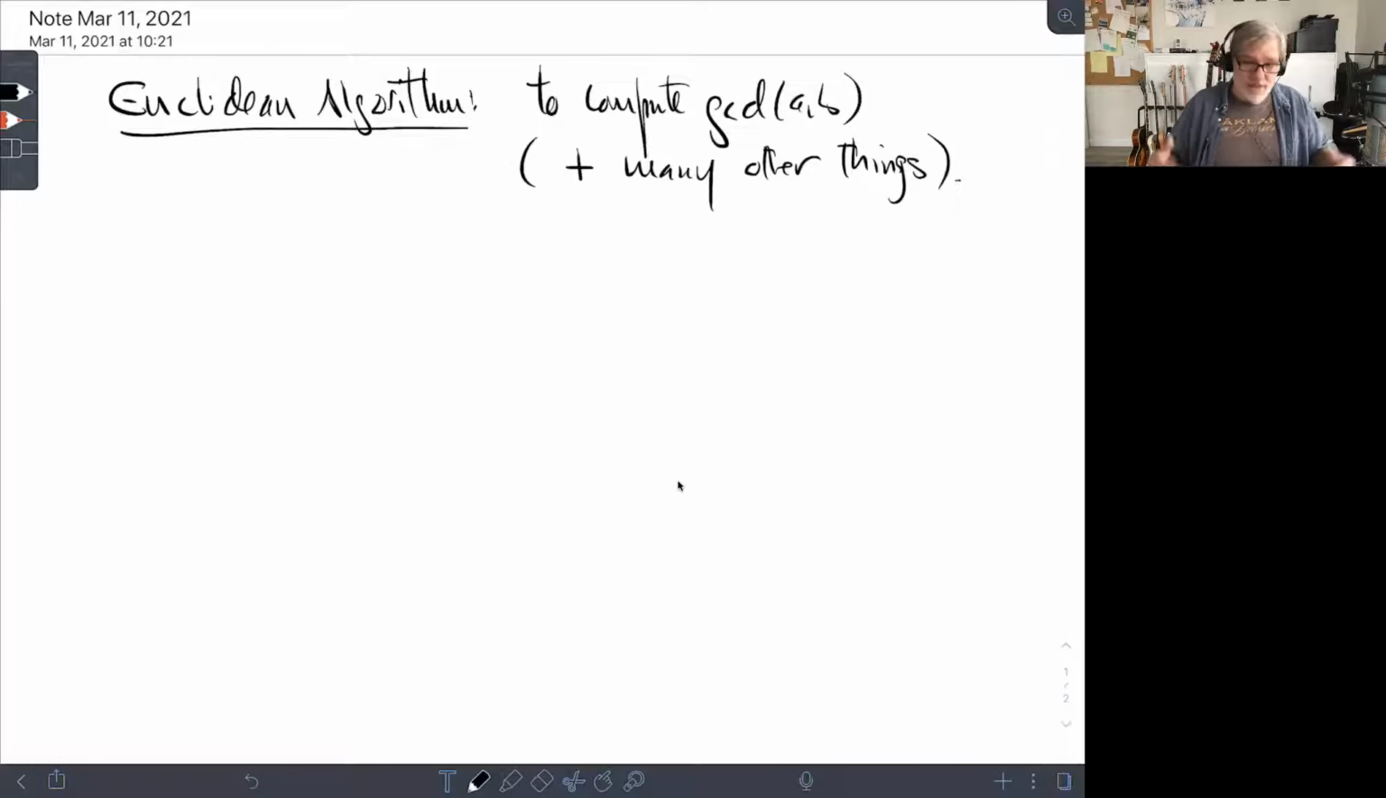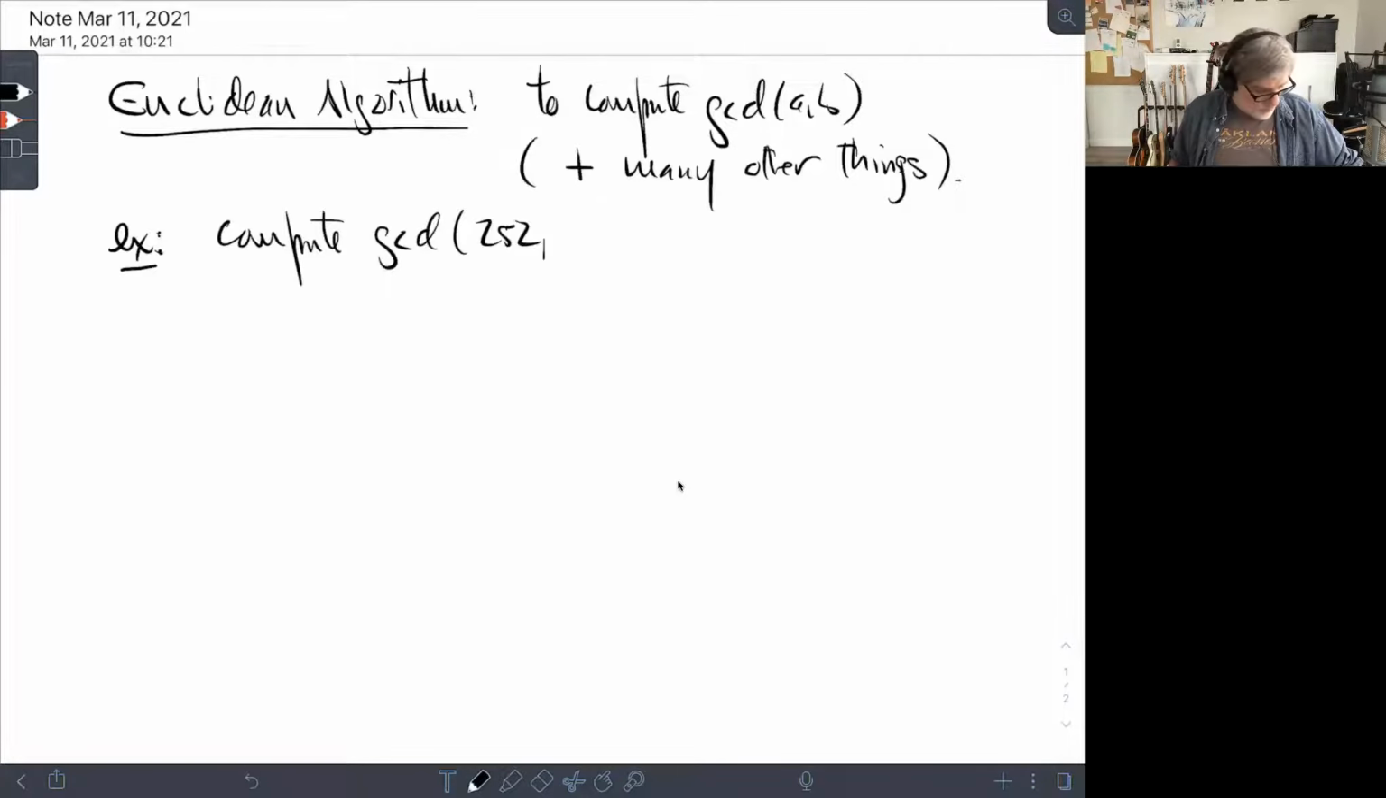Okay, so again, how does this work? The main trick is to use the division algorithm to reduce the computation recursively. So I'm going to show you another example, which I will reuse in just a sec in a slightly different context. We're going to compute the GCD of 252 and 198.